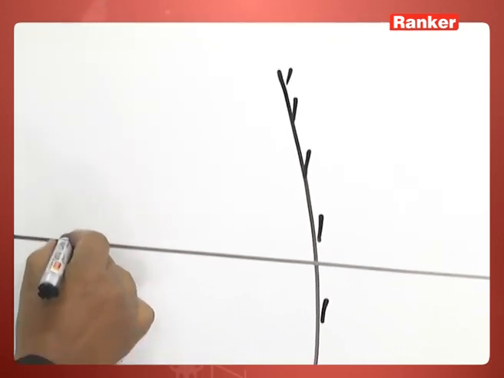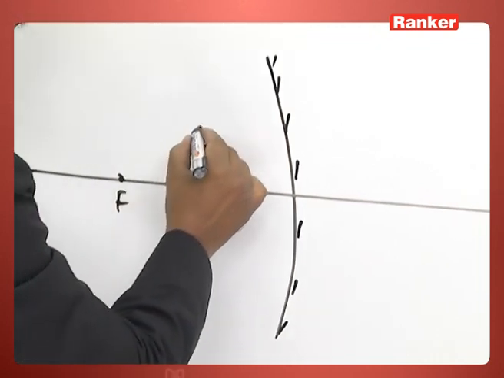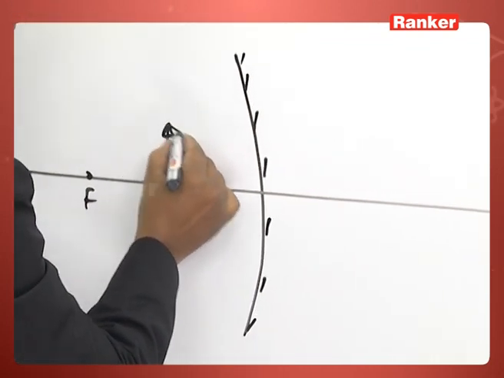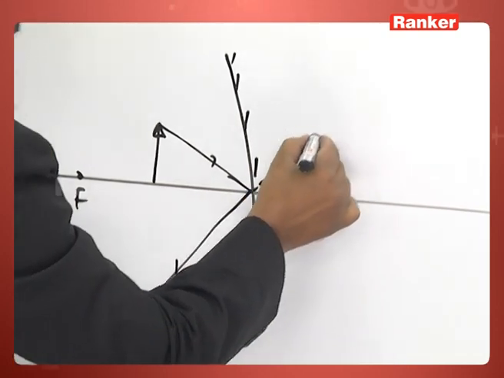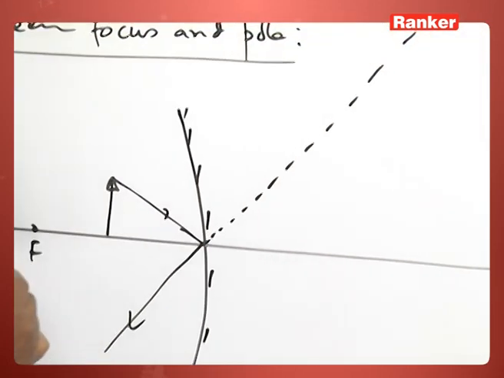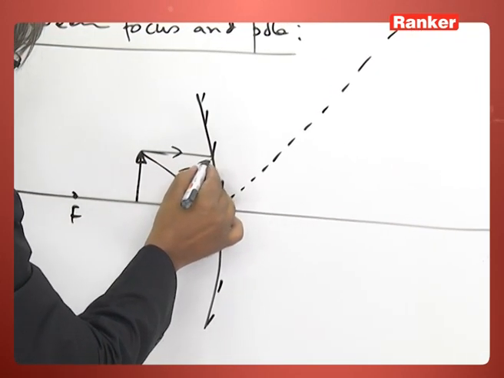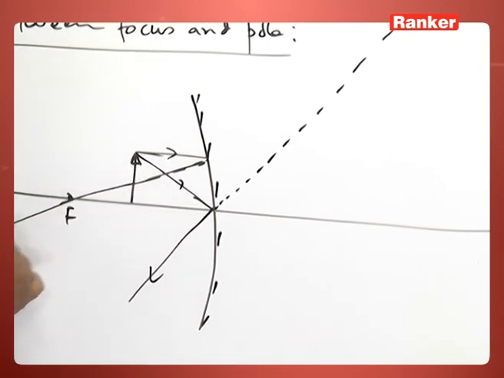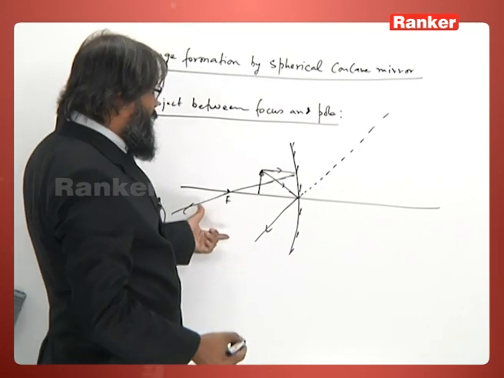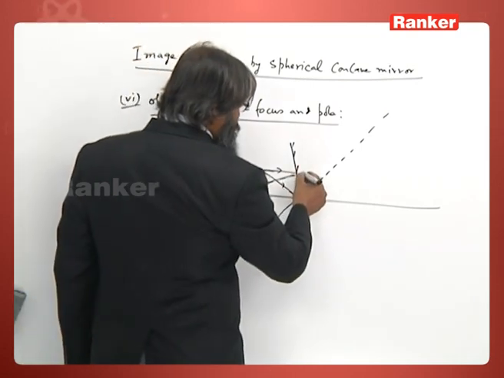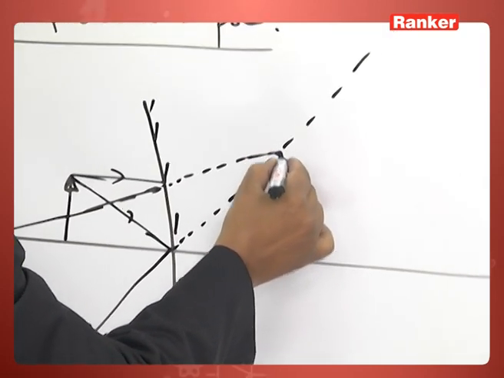This is the focus. And we have an object here. Suppose a ray is incident like this, then it will get reflected and it seems that it is coming from this direction. Suppose I had a parallel ray, then it will get reflected and it will pass through the focus. So you see these two rays are now diverging. So they seem to be coming from this. So you will get a virtual image.